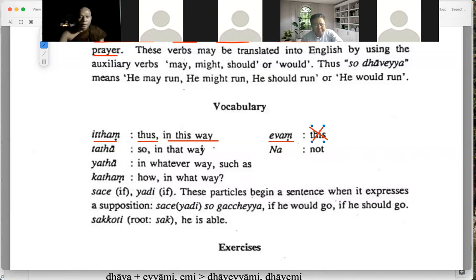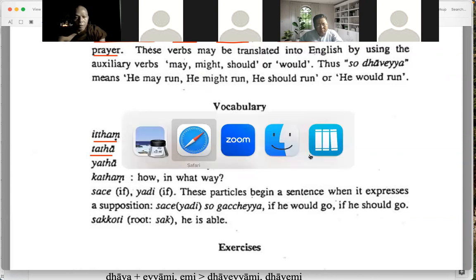And the ta means 'so' or 'in that way'. Then na means not. Na is just 'not', like 'do not'. For negation or a negative sentence, we use na. For example, gacchati, he goes; na gacchati, he does not go. Very simple.